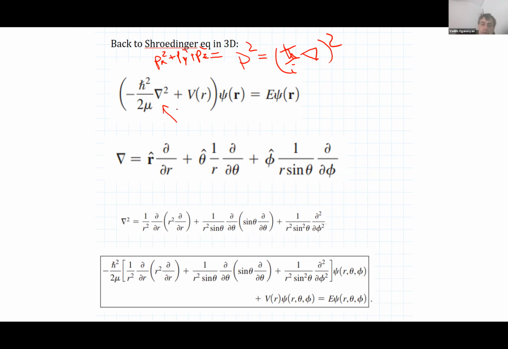So what you see here is really p squared over 2m. For some reason they use mu. I think I got this. I cut and pasted this from McIntyre's book, so for some reason they use mu. Anyway, the real nightmare of dealing with three dimensions is that all the derivatives don't commute, right?